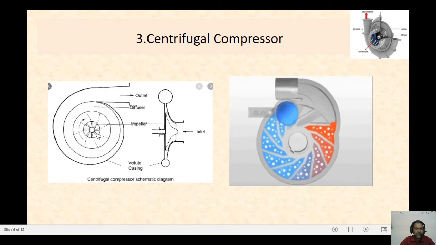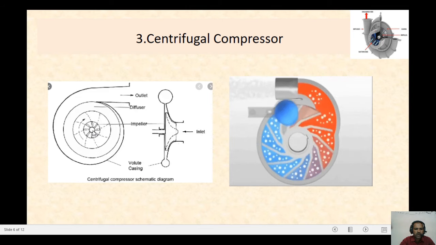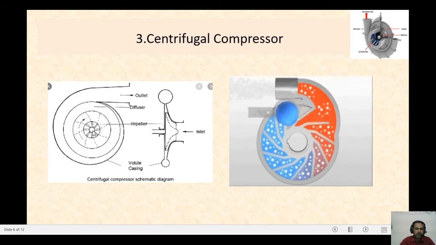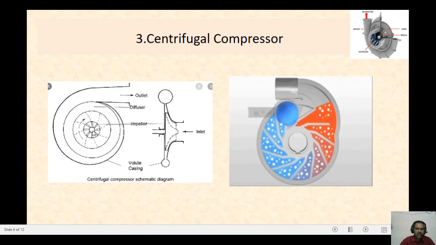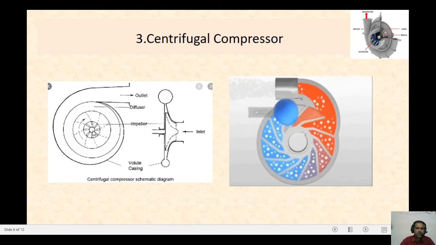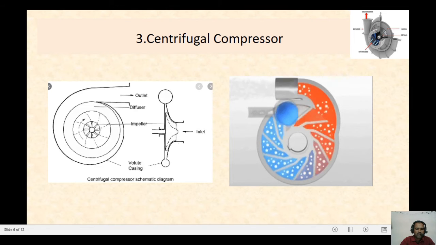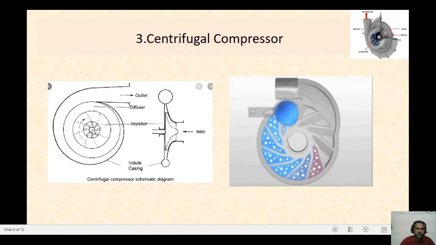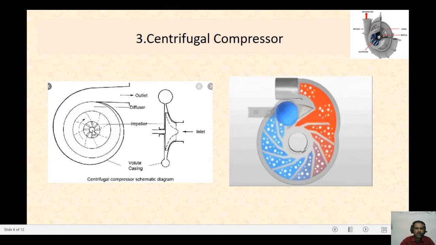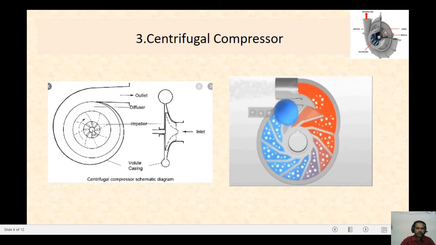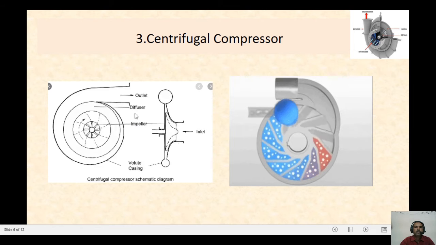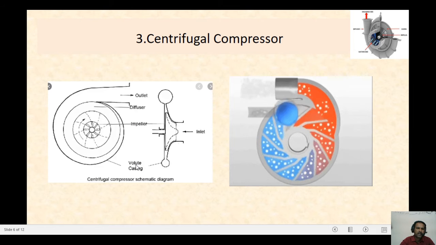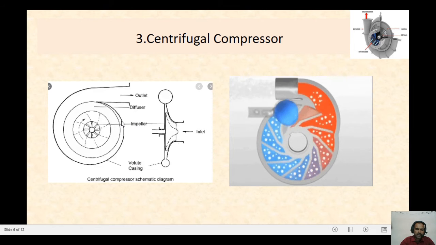And for the impeller, the point you are seeing in between is called the impeller eye. What is that? The center of the impeller is called the impeller eye, which is connected to the drive shaft to drive the rotor. Right? This impeller eye is connected to the drive shaft. So let us see what is the function of the impeller, diffuser, and next the casing. Right? So what do you mean by impeller then?